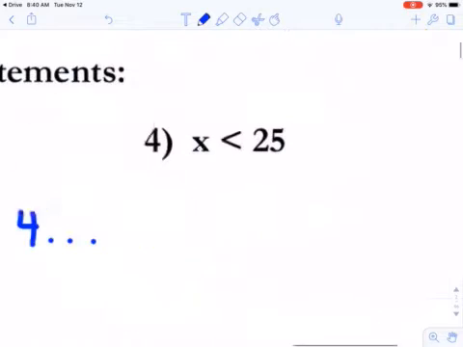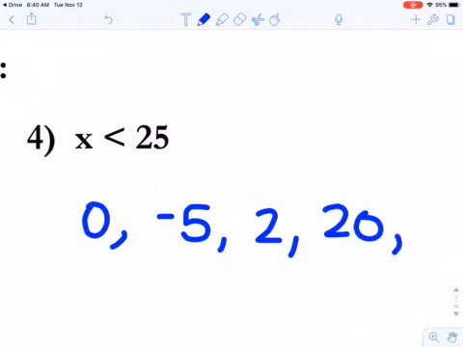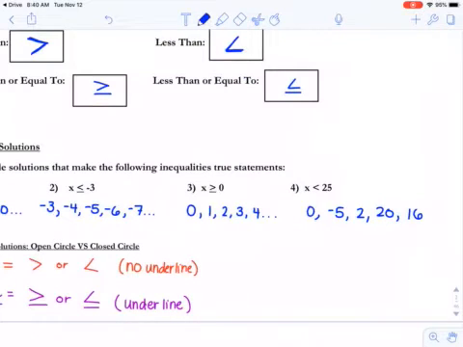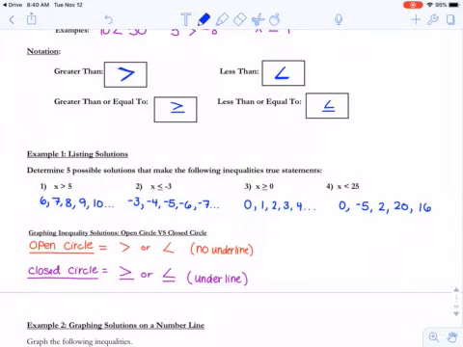And then finally, x is less than 25. You can give me any number that's less than 25. So I'll do some weird ones. How about 0? How about -5, 2, 20, and I don't know, 16. Those are random examples, but you could give me any number that is smaller than 25, and that would be a possible true statement.